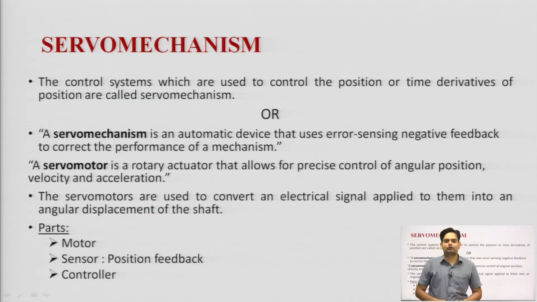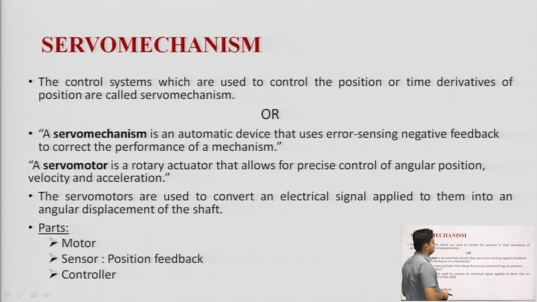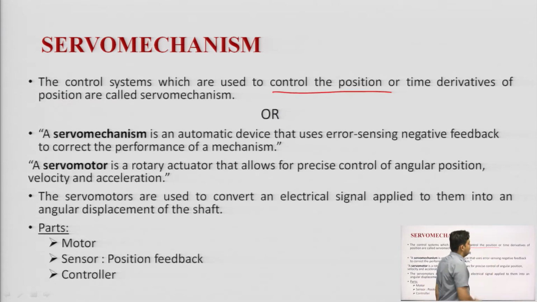In the servo mechanism we will see its definition: a mechanism which is slave to us, or which will act according to our instruction. This servo mechanism is generally used to control the position or time derivative of the position. When you go for industrial control systems, we have to deal with the movement of objects. For example, in satellite communication, to track the satellite I have to move my parabolic reflector antenna. It means I have to move the position of the antenna continuously with respect to time.